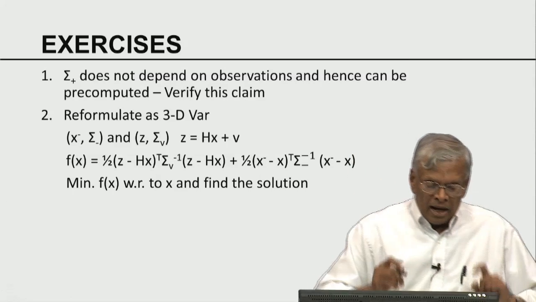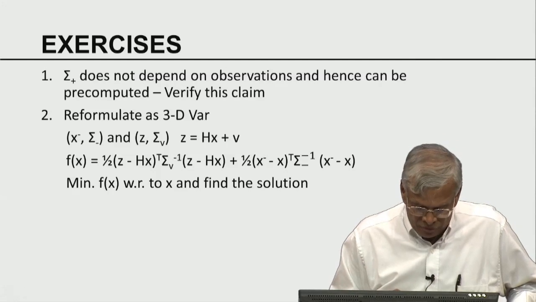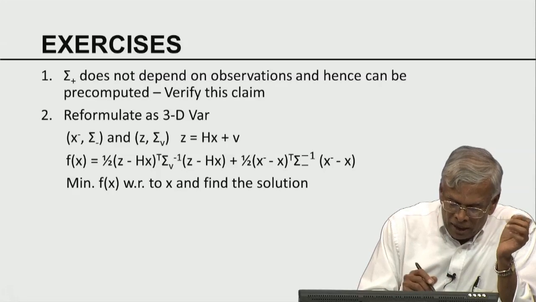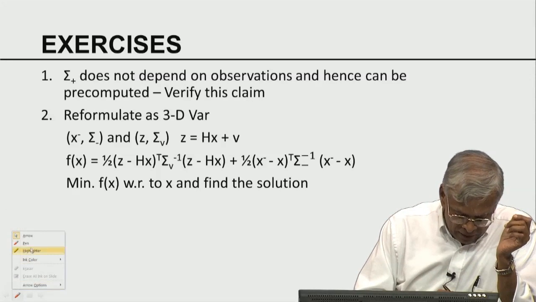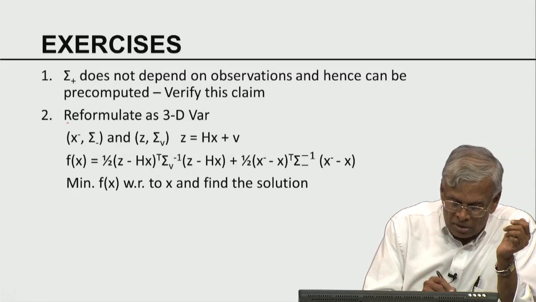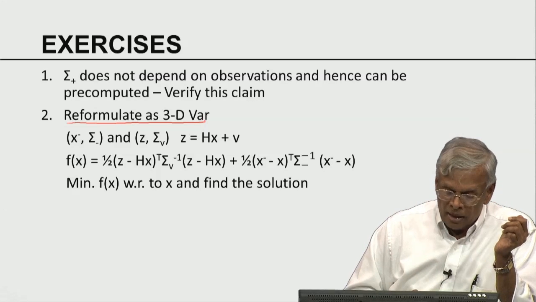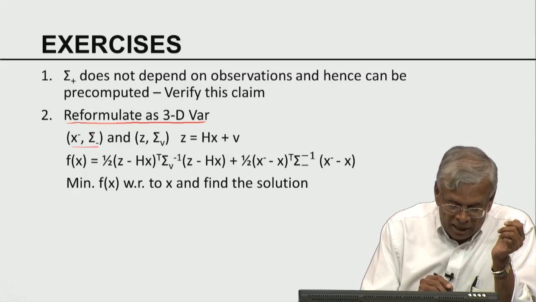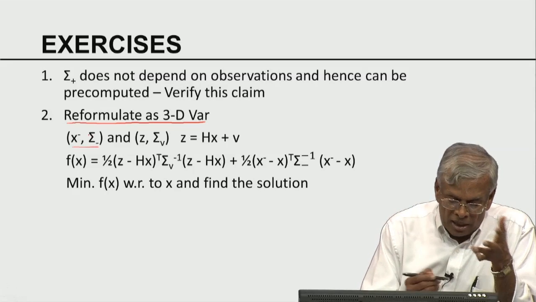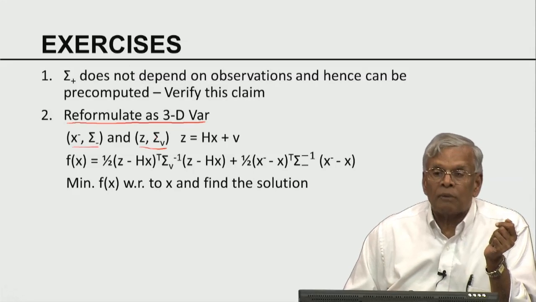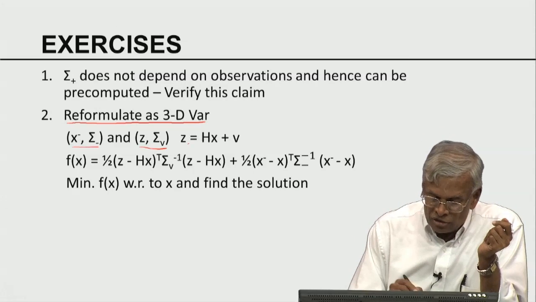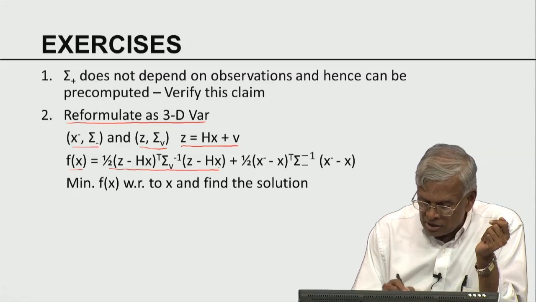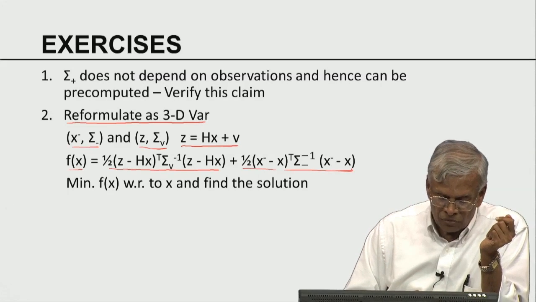Please do continue. I also would like to draw your attention to a particular way of looking at what's called a 3D-Var problem. Even though I have not introduced it, I think it's better to anticipate that. So I have a prior mean and covariance under a normal distribution, and the observation Z is equal to h of x plus v. I'm going to consider a function f of x, which is a sum of two quadratic functions.